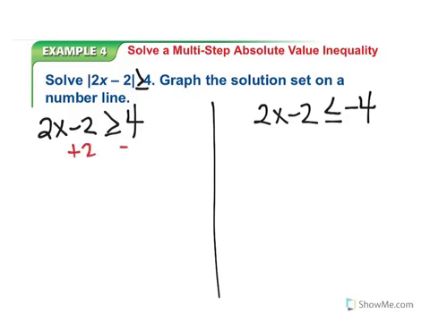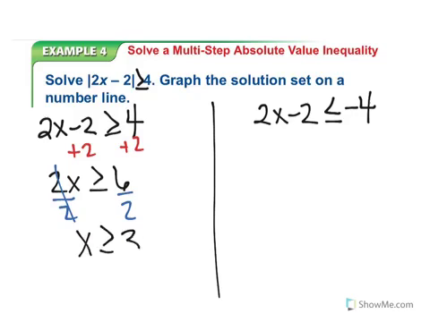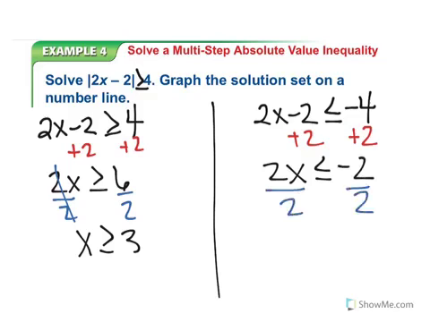Over here I'm going to add 2 to both sides to get 2x is greater than or equal to 6. Then I'm going to divide both sides by 2 to get x is greater than or equal to 3. On the other side, I'm going to add 2 to both sides to get 2x is less than or equal to negative 2. Then I'm going to divide by 2 on both sides. Since I did not divide by a negative, I am not going to change the way my inequality looks. It's going to face the same way. So we have x is less than or equal to negative 1.